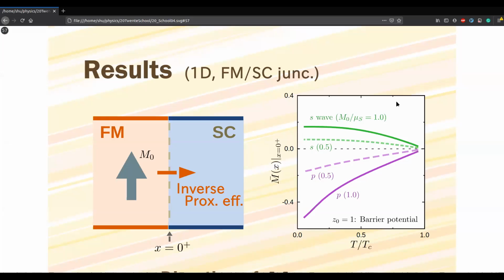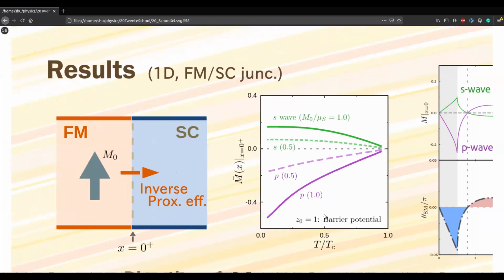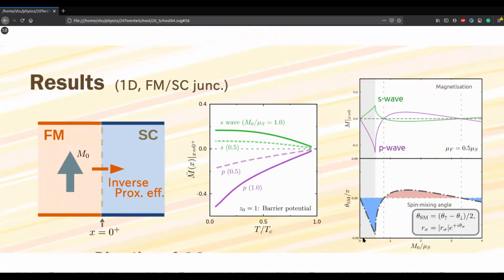On the other hand, if we use the P-wave superconductor, the magnetization is inverted. The direction of the magnetization is opposite. This is the temperature dependence of the induced magnetization. We can also calculate the M0 dependence of the magnetization. Now M0 is the magnetization in the ferromagnet.